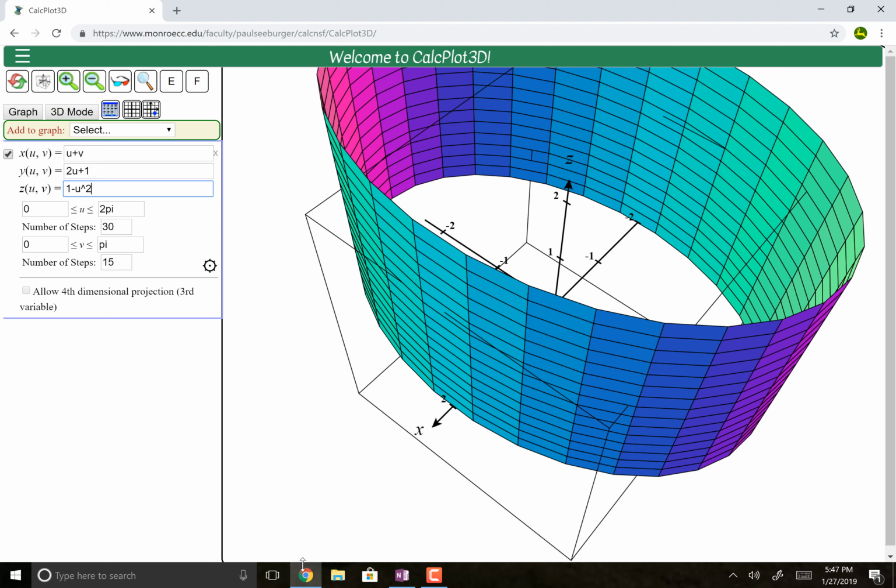Now, before I hit enter, let's think about this for a minute. Look at what's going on with my Z's. They're going to get bigger and bigger negative the further you go out. They're going to be 1 at 0. So I'm going to see a quadratic look to my Z values. And my X's and Y's are just going to keep going out and out and out. That's not going to be a problem at all.